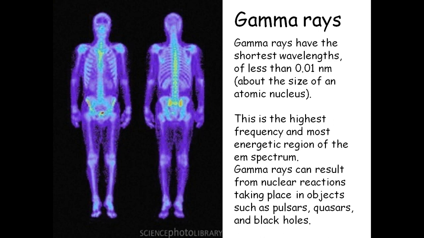Gamma rays. Gamma rays have the shortest wavelengths of less than 0.01 nanometer, about the size of an atomic nucleus. This is the highest frequency and most energetic radiation region of the electromagnetic spectrum. Gamma rays can result from nuclear reactions taking place in objects such as pulsars, quasars, and black holes.